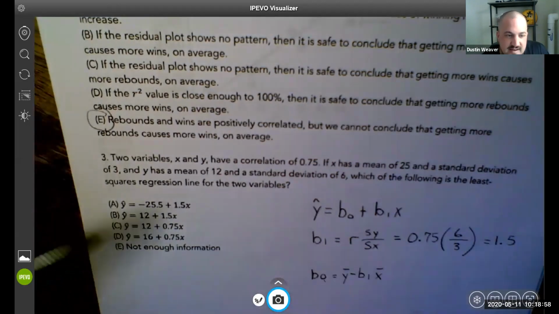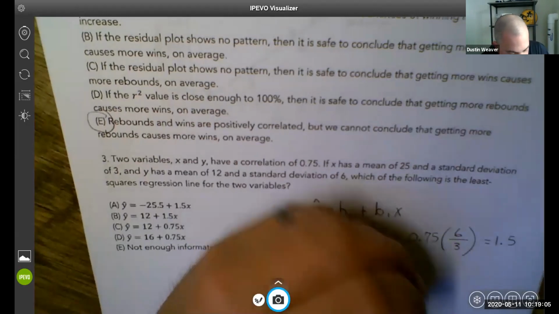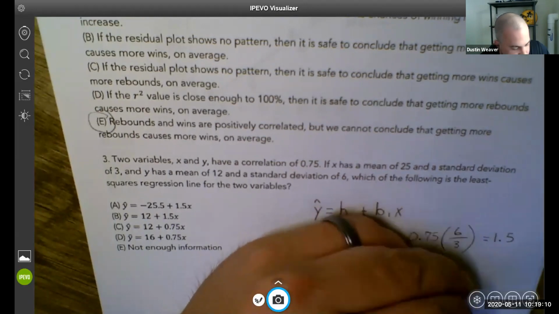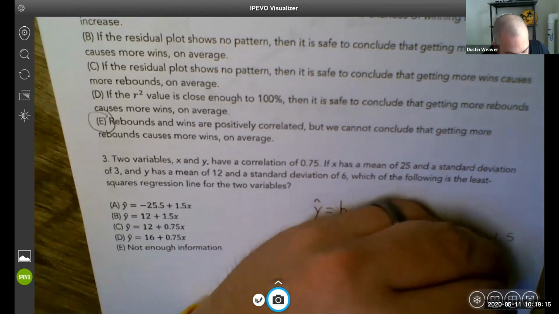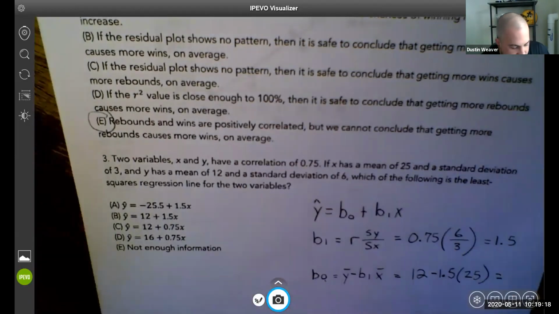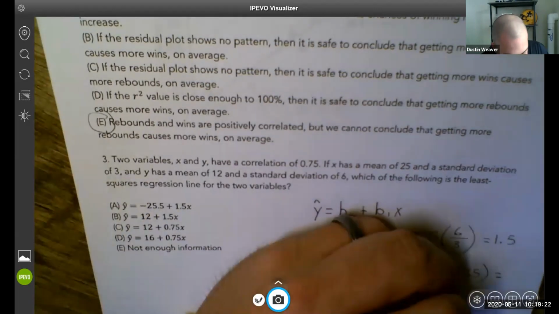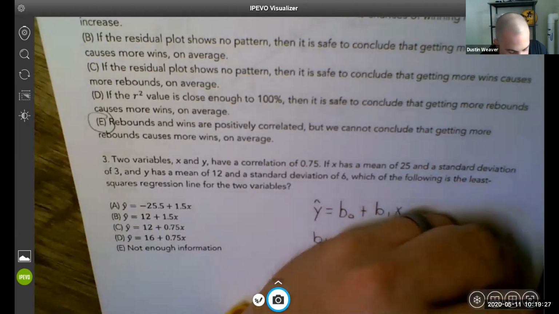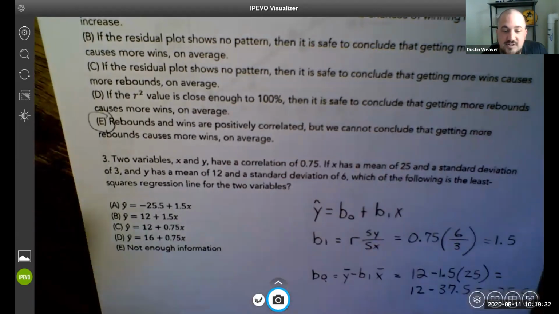So now we just have to find the y-intercept. The y-intercept is going to be the mean of y. We found the mean of y is 12 minus 1.5 times the mean of x. The mean of x is 25. Okay? So 12 minus 1.5 times 25 is 37.5, which is going to leave us with negative 25.5. And that is going to be our y-intercept.